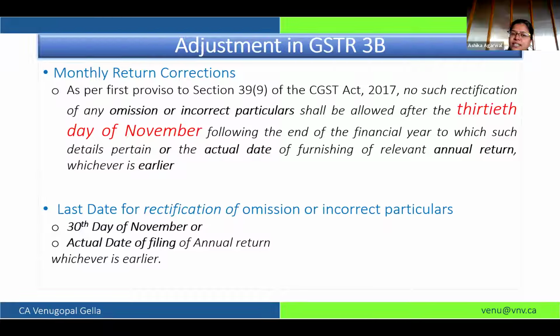Again, like we discussed at the start of our session, on all the key provisions, here also 30th November applies, which means the October GSTR-3B is the one through which you have to do all the correction. If you read the law, it says 30th November or the actual date of filing. As we know, the actual date of filing of the annual return is 31st December. Accordingly, earlier it was 30th November and October becomes the last return to do the correction.